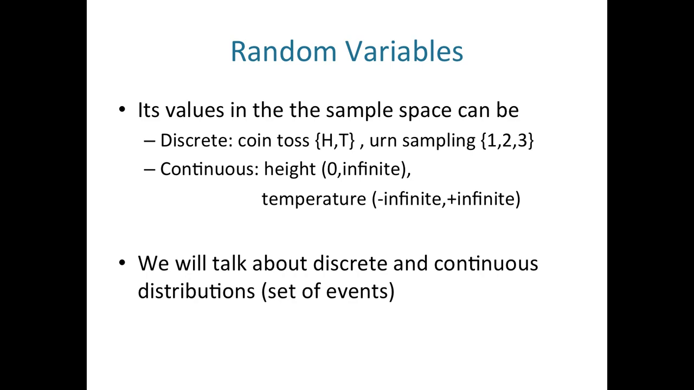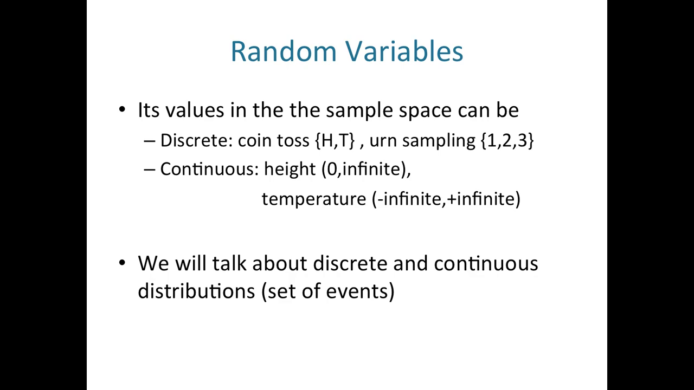Once we know that, let's study a little bit more what different types of probabilistic distributions we can have. And what can we do with the data frames that we have defined? What can we do with different sample spaces that we have defined? When we talk about random variables, we are talking about variables whose values in the sample space can be discrete, like tossing a coin, like sampling from an urn, or can be continuous, like the height or the temperature, okay? And we're going to be talking about two types of distributions.